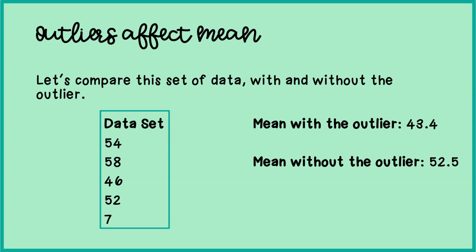Outliers affect mean. So if you have a data set that has an outlier like this one, 7, then mean will be greatly affected by it. So let's look at the difference. The mean with the outlier is 43.4, but the mean without the outlier is 52.5. Most of the numbers in this data set are closer to 52.5. The 7 is bringing the mean way down.